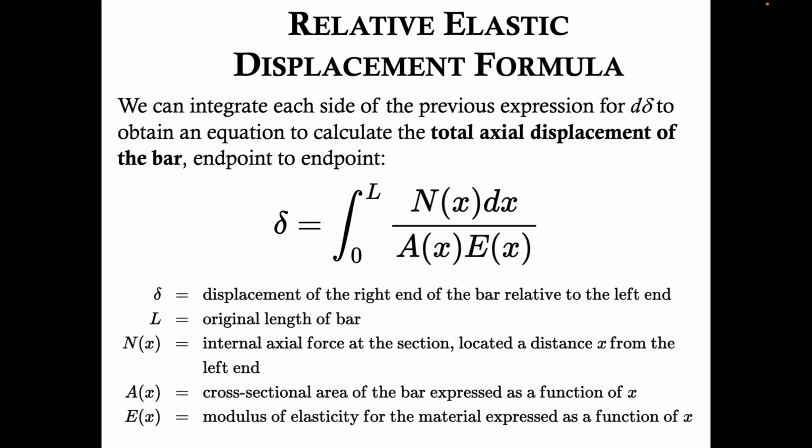N of x is the internal axial or normal force at the section located a distance x from the left end. A of x is the cross-sectional area of the bar expressed as a function of x, and E of x is the modulus of elasticity of the material expressed as a function of x.